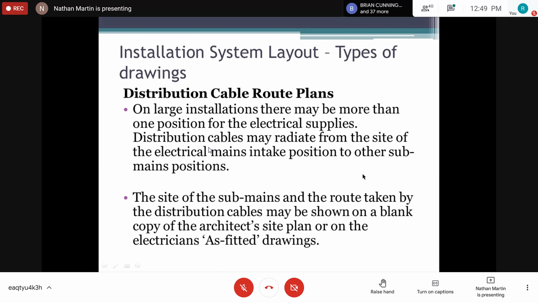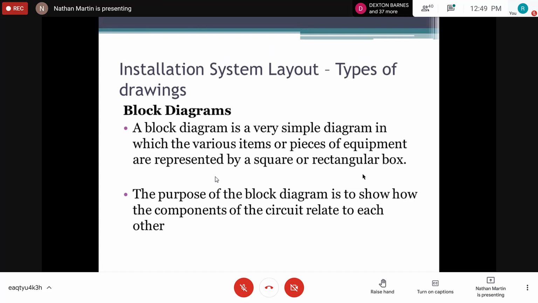The site of the routes taken by the distribution cable may be shown on a blank copy of the plan. So what you will do is give him your as-fitted drawing, right? And then you will add that to another diagram that accompanies the electrical plan, and that would be to show your distribution routes, right? Your block diagrams now. Everybody should know at this point what a block diagram is, right?